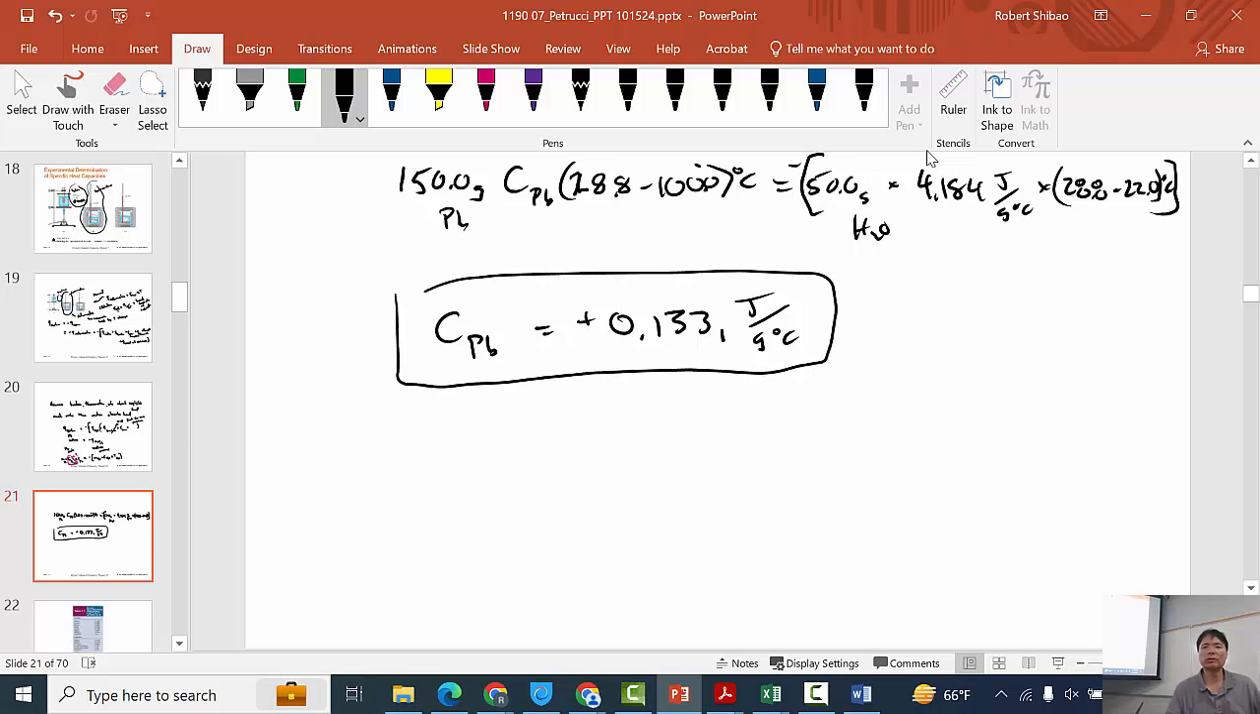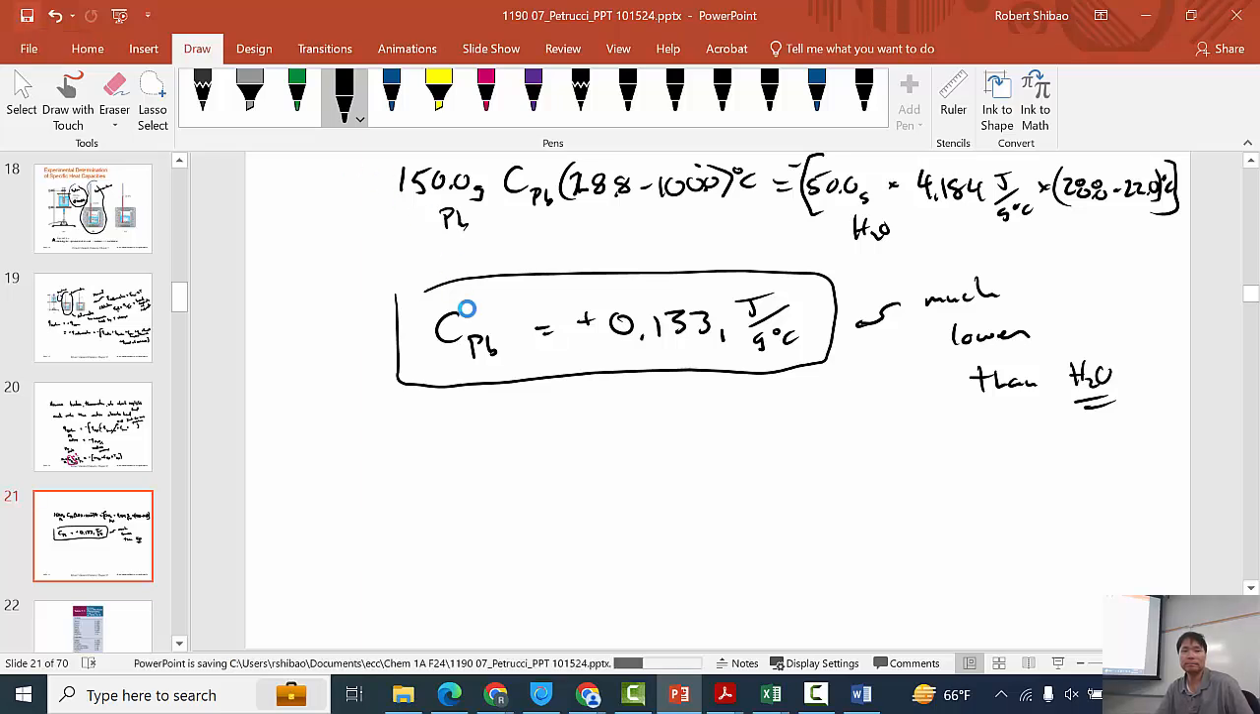And so much lower than water. If something has a low heat capacity, it means it doesn't absorb much heat before the temperature rises. So lead gets hot fast. Water has a high heat capacity. Water gets hot slow, has to absorb a lot of energy. H2O has a very high heat capacity. H2O's high heat capacity is crucial for sustaining life on this planet. Maybe they have other solvents on other planets.